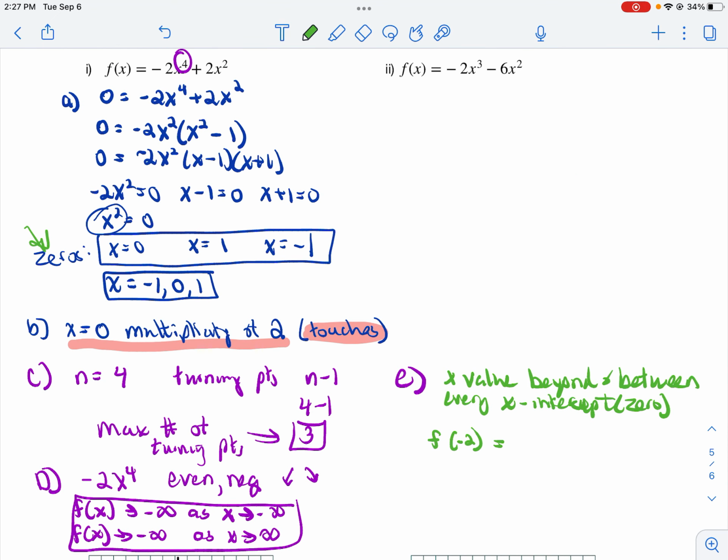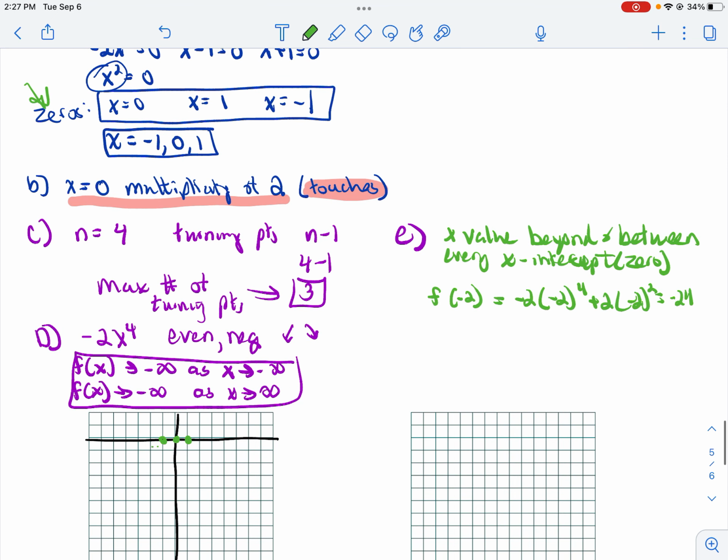So our f of x is negative 2x to the 4th, plus 2 times negative 2 squared. You just work that out, and I've already done it, and I got negative 24. Then you need to find an x value between, so I need something between negative 1 and 0. I'm going to choose negative 1/2 and substitute that in my equation. Again, you'll take some time to work this out. You can pause if you want to work it on your own. And I find that value was 3/8.